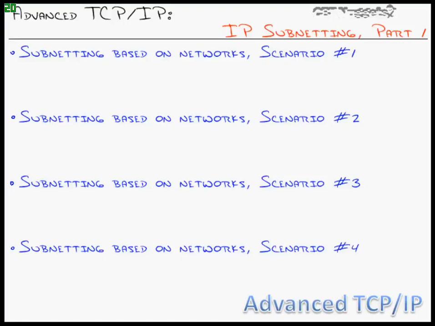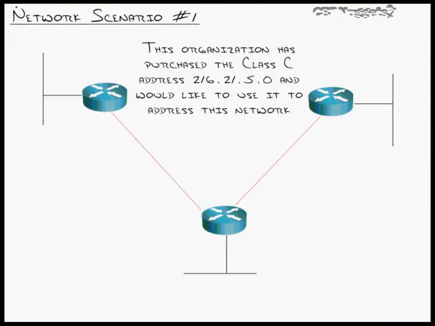Let's learn how to break down networks one by one. Scenario number 1. The purchase of Class C IP 216.21.5.0. We need these three locations to connect to one another. Once again, the IP address is 216.21.5.0.